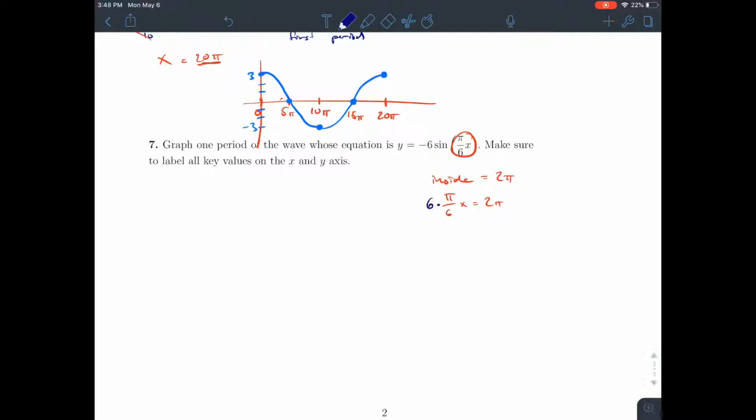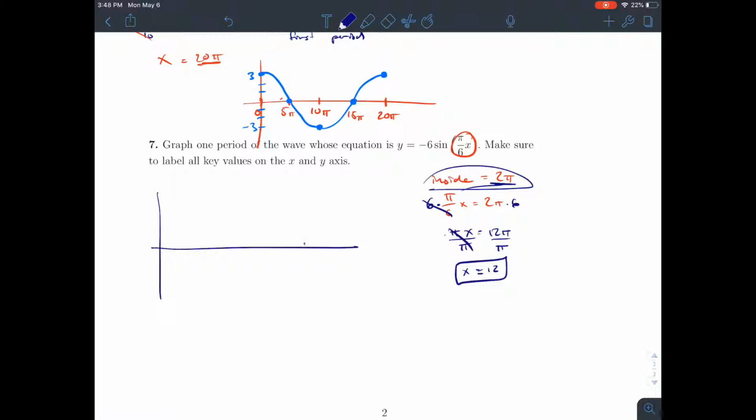Solving this for x gives us pi x equals 12 pi. Finally, dividing by pi on both sides gives us x equals 12. So to complete a full period, x has to have a value of 12, because that will make the inside 2 pi. So laying out our values, one full cycle will be 12, which means the halfway point is 6, the quarter mark is 3, and the 3/4 mark is 9.